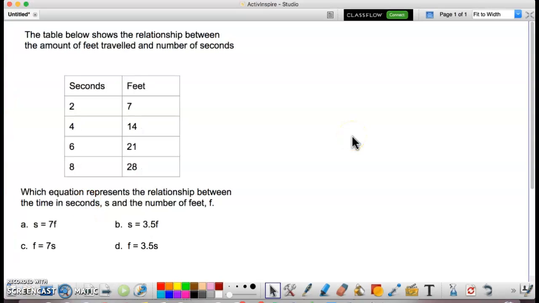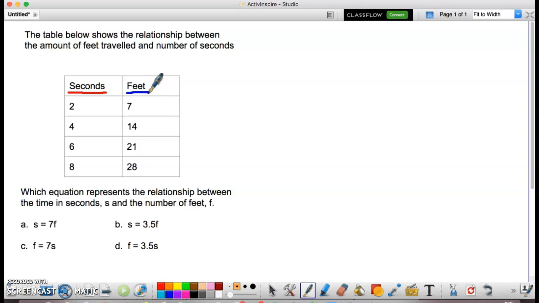All right, so let's take a look at how to write an equation from a table. The table below shows the relationship between the amount of feet traveled and the number of seconds. So I see on this table right away that on the left side, the numbers are talking about the number of seconds, and on the right side, we're talking about the number of feet traveled.